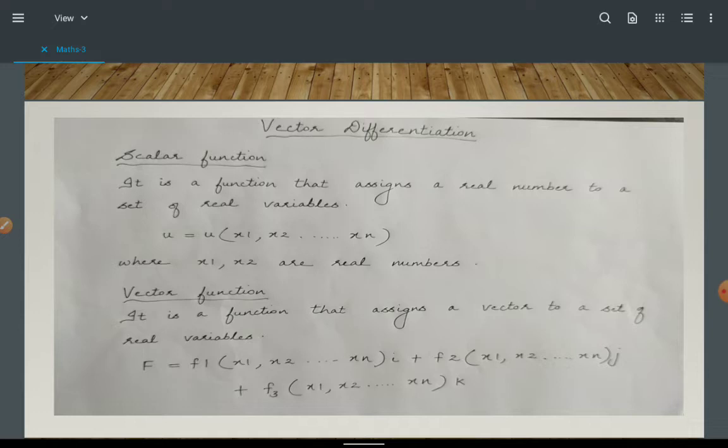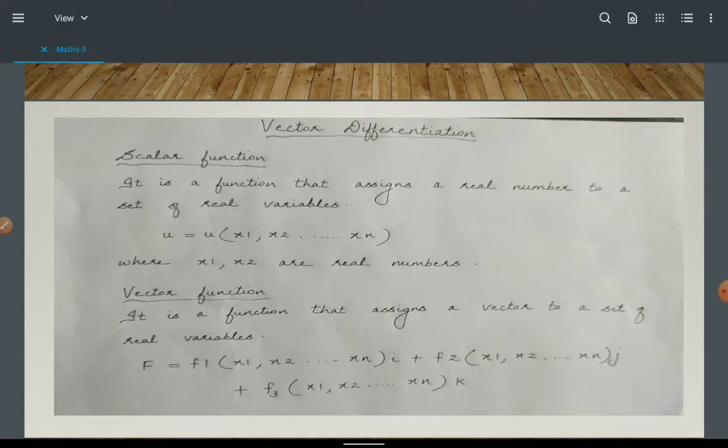Real variables in a vector assign ചെയ്യുന്ന ഒരു ഫംഗ്ഷന്റെ പേരാണ് vector function. For example, f is equal to f1 of x1, x2, etc. till xn into i plus f2 of x1, x2, etc. till xn into j plus f3 of x1, x2, etc. till xn into k. I, j, k forms ഒക്കെ വരുമ്പോഴത്തേക്ക് we'll just tell it as a vector function.